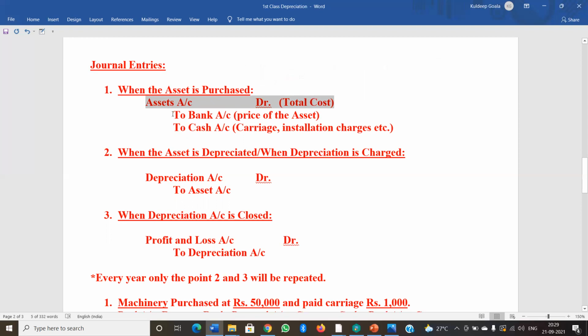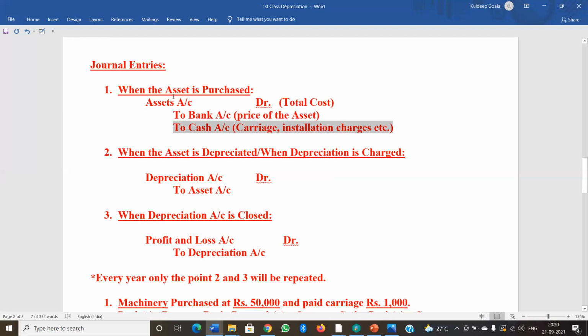Generally the price of the asset is huge, so it is paid through bank, so we mention it to bank account, price of the asset, and to cash account if there are any other related expenses like carriage, installation, all these expenses, we generally pay in cash. If you pay the person who brings the asset to you on a tempo by cheque, he will not accept this. He might accept Google Pay. Nowadays Google Pay is very prominent, isn't it? But for the time being we will take that it will be paid in cash. Generally we pay it in cash, rarely by using internet banking or transferring to the account, right?